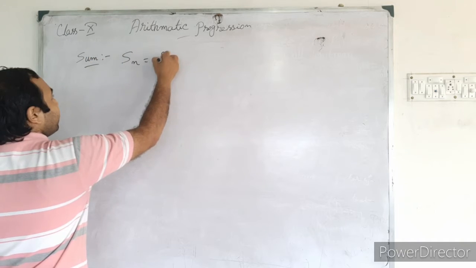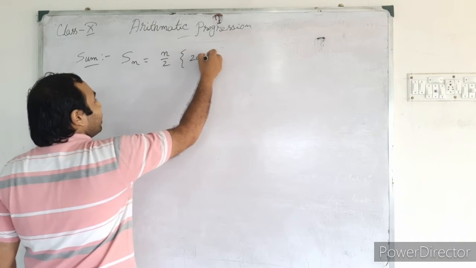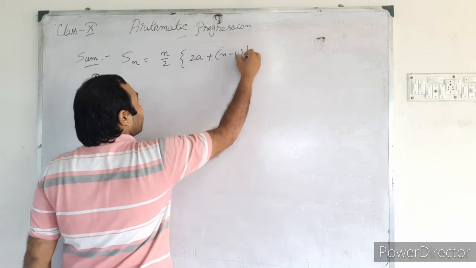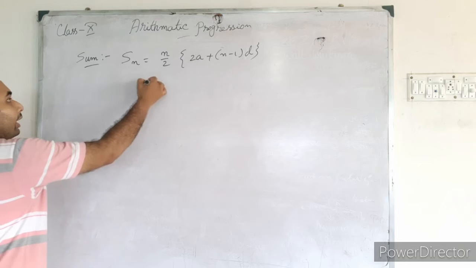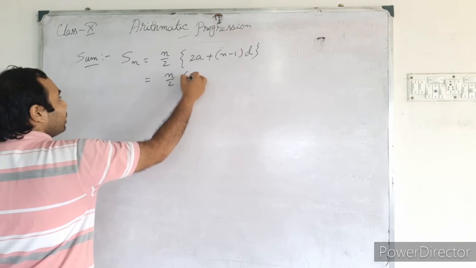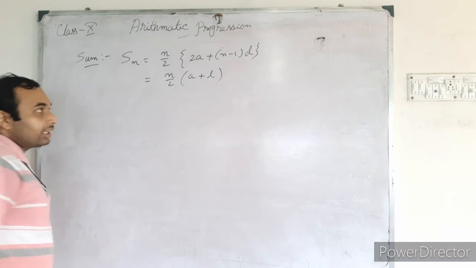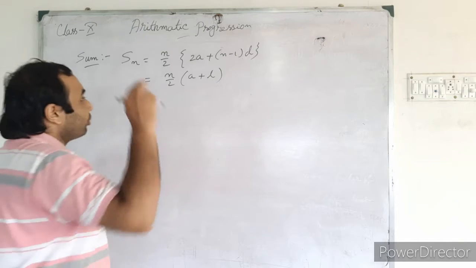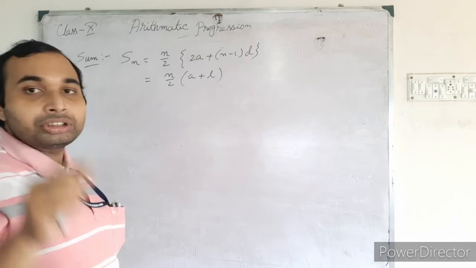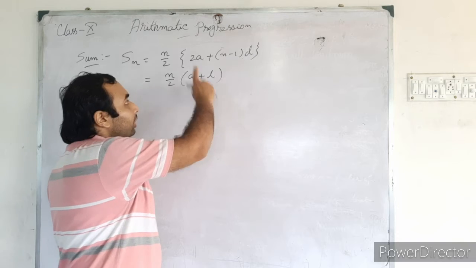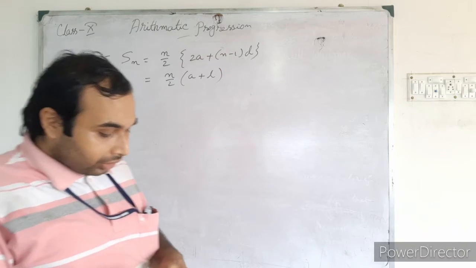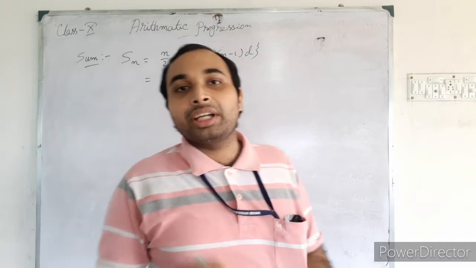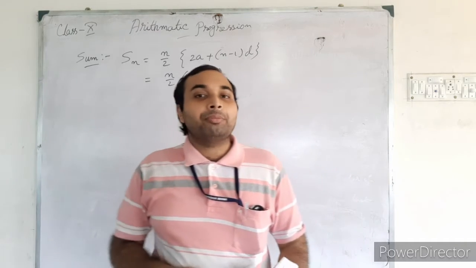Sn equals n by 2 into (2a plus (n minus 1) into d). This is one formula, and another formula is n by 2 into (a plus l), where l is the last term and a is the first term. When the last term is given to you, then only you can use this formula, otherwise you have to use the first formula.